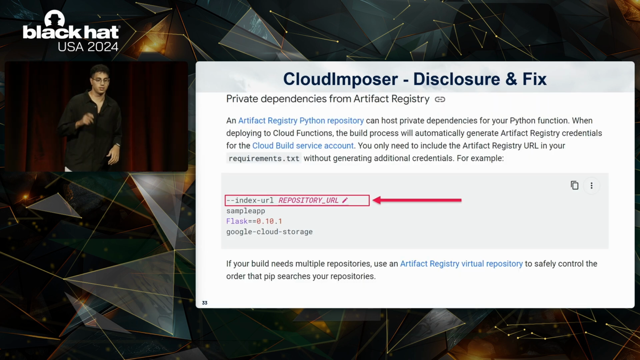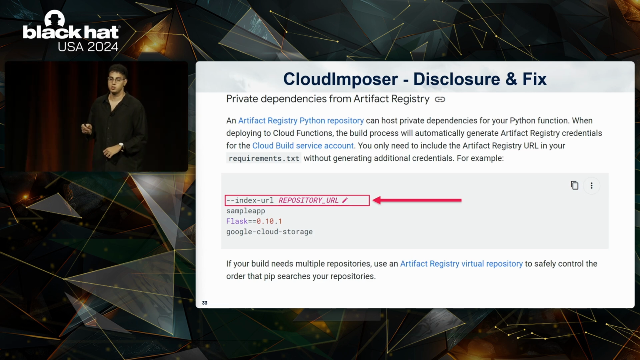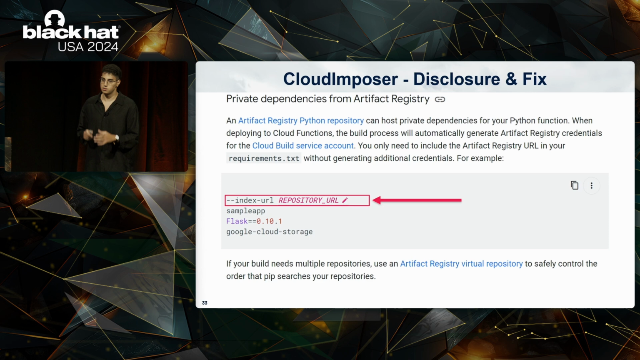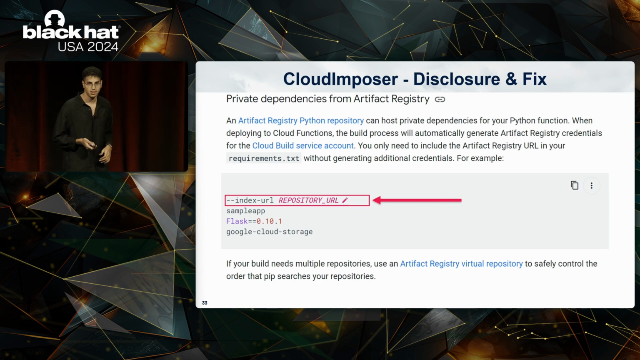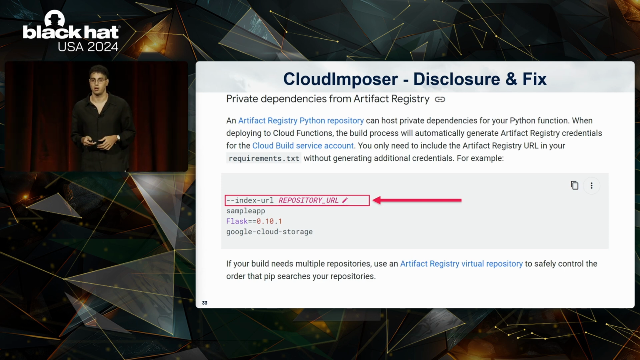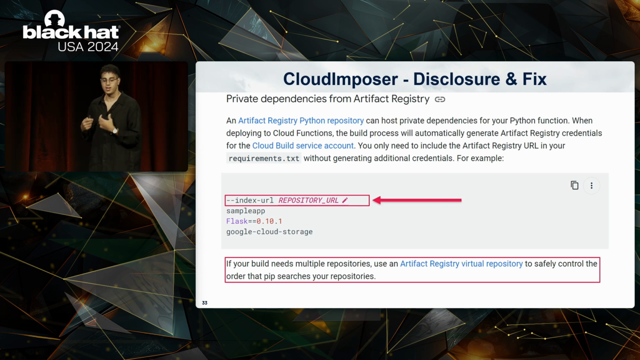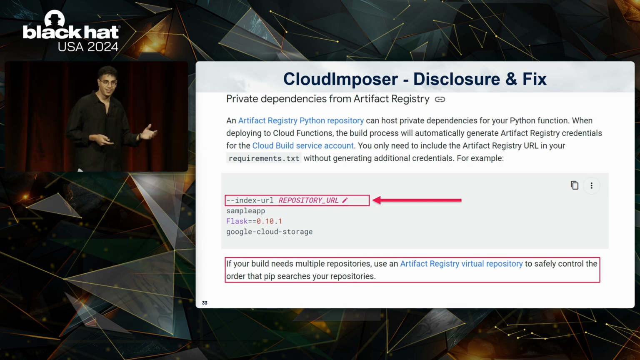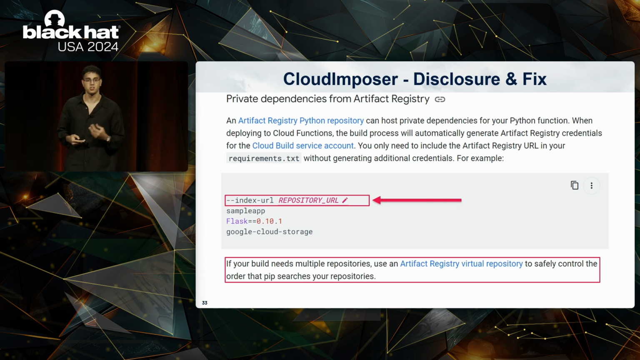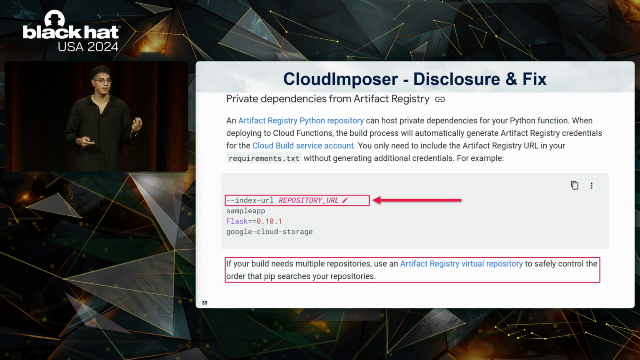Google also decided to fix the documentation issues and now guides users into using the index URL argument. As opposed to the extra index URL argument, this argument tells pip to only search for the specified registry that was given as a value to this argument. So the confusion cannot happen with this argument. Also, Google is now advising users into using the artifact registry virtual repo to safely control the order that pip searches for repositories. That was as a result of the report I reported to Google, and I told them, use your own feature. That feature can help you in order to prevent and mitigate dependency confusion attacks.